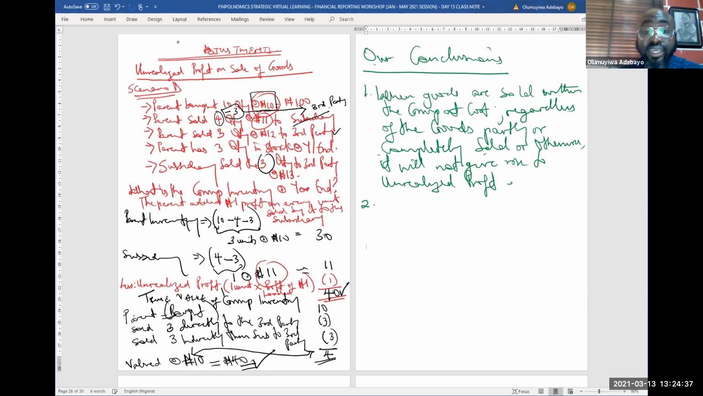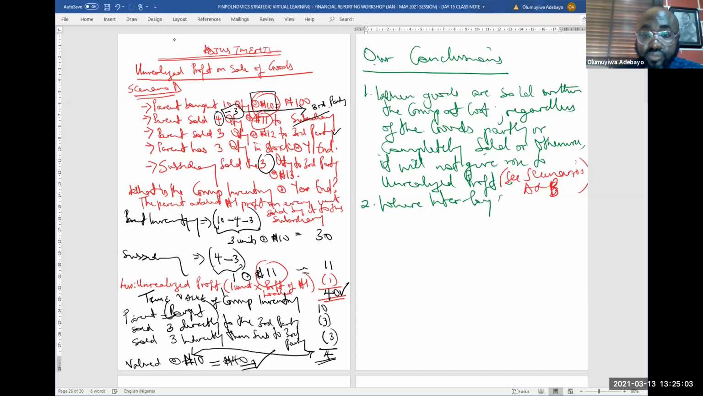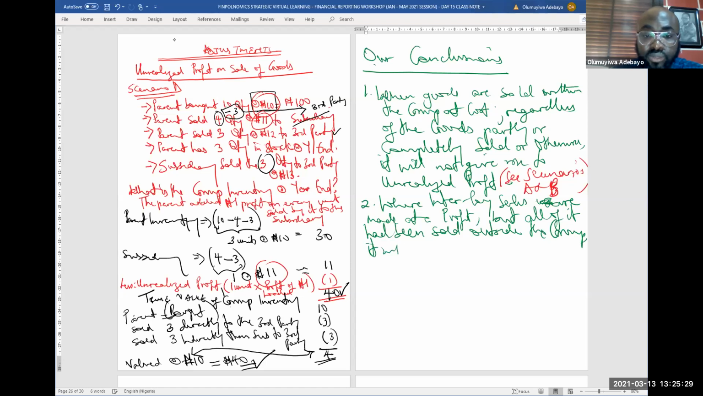2, which is what scenario A and B prove to us. I'll just say C scenario A and B. That's what that proves to us. B, or 2, where intercompany sales are made at a profit, but all of it had been sold outside the group. It will also not give rise to what? Unrealized profits.